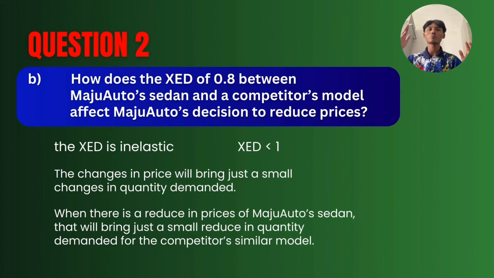So the LCD of 0.8 will affect Major Auto's decision because the LCD is inelastic. This is because the LCD is below 1, which means that changes in price will bring just a small change in quantity demanded. So when there is a reduction in the price of the Major Auto Sedan, that will bring just a small reduction in quantity demanded for the competitor's similar model.